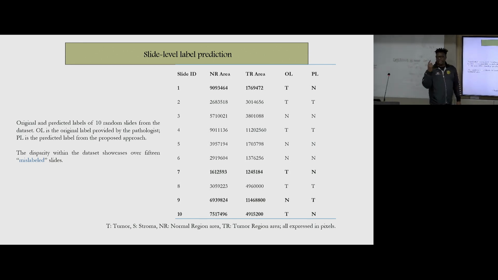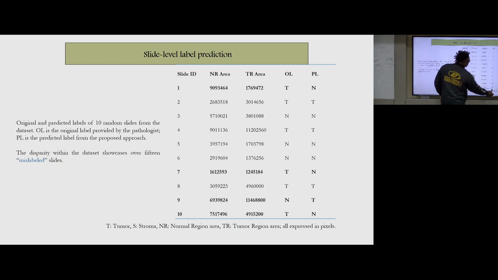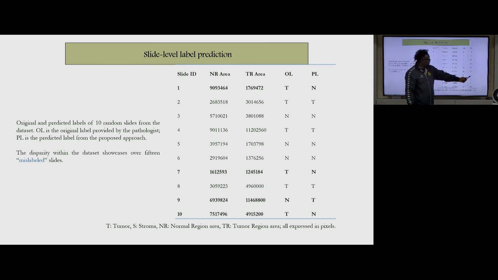In those 88 slides that I downloaded, this is the original label. But for these 4 slides, 1, 2, 3, 4, you see that here it was tumor originally, but it's predicted normal. And here tumor is predicted normal. Here normal is predicted tumor, and here tumor is predicted normal.